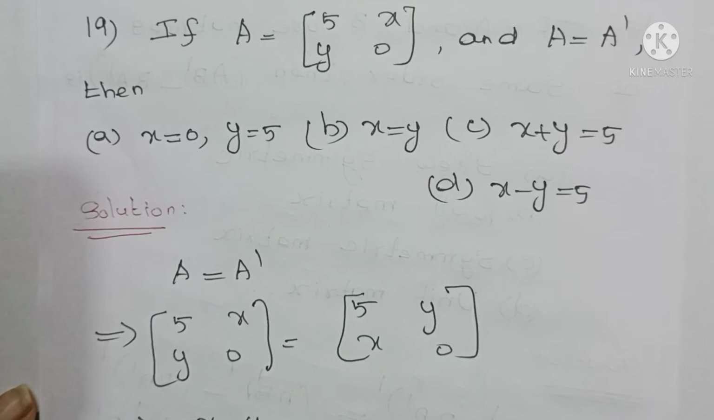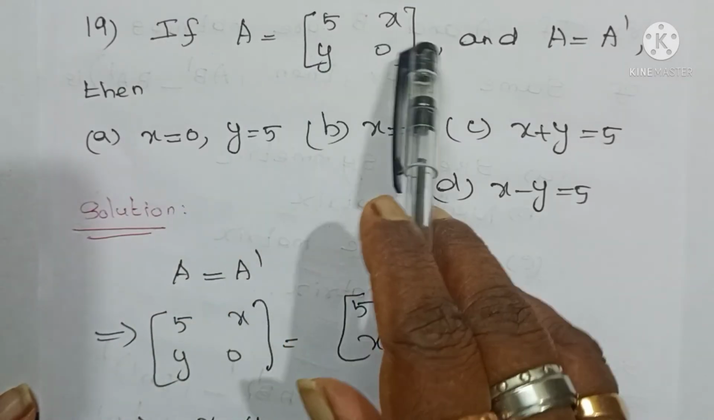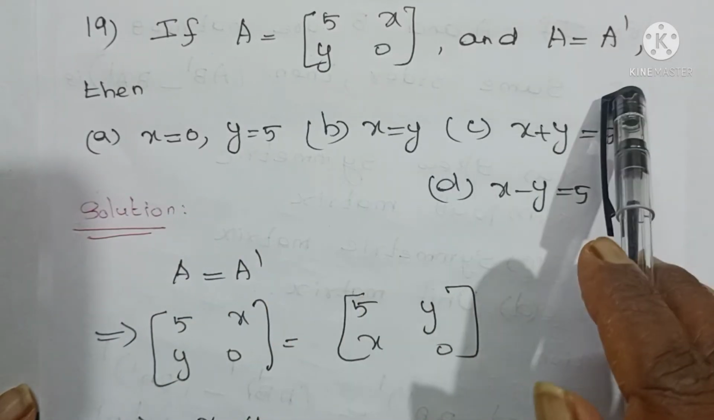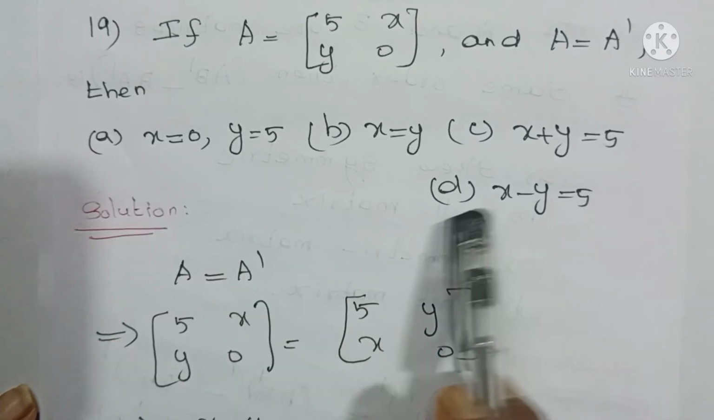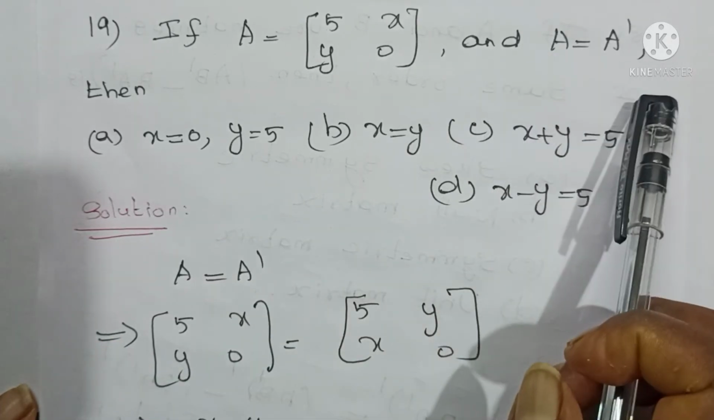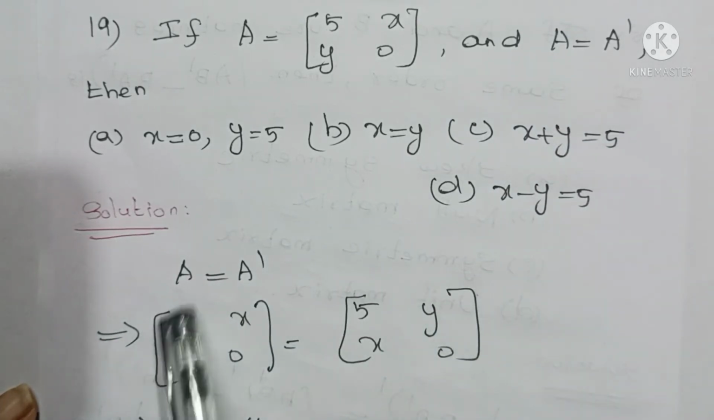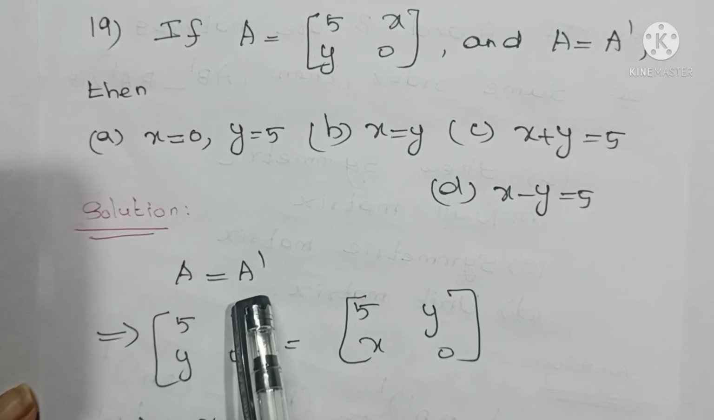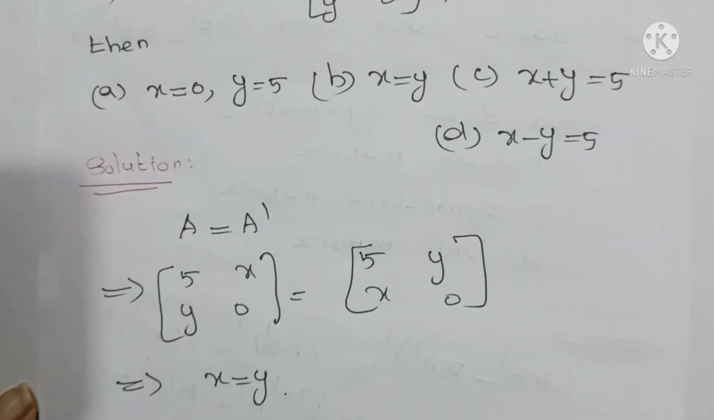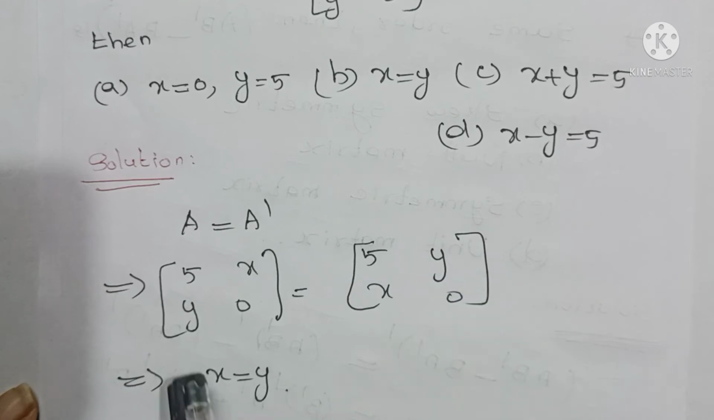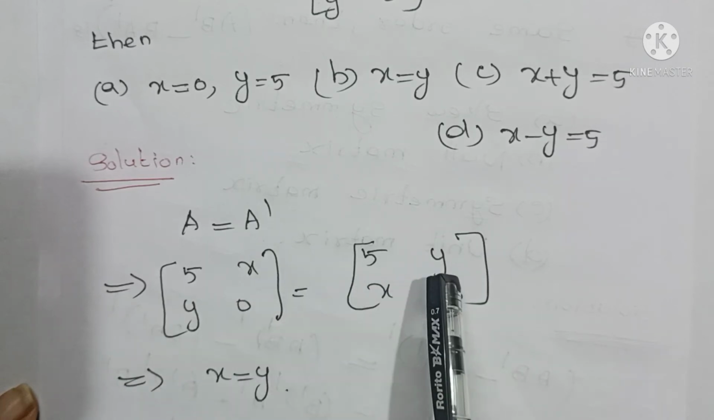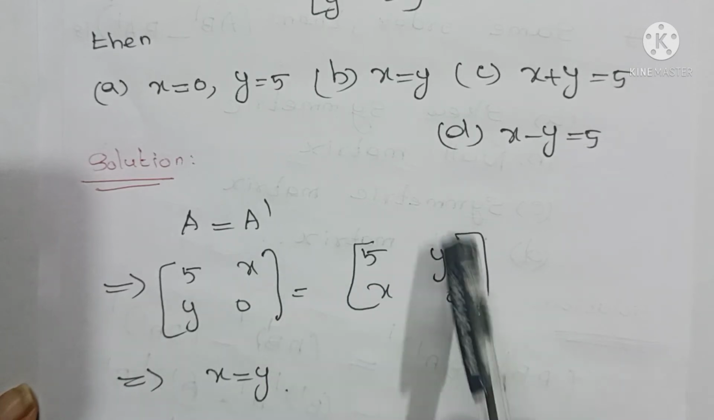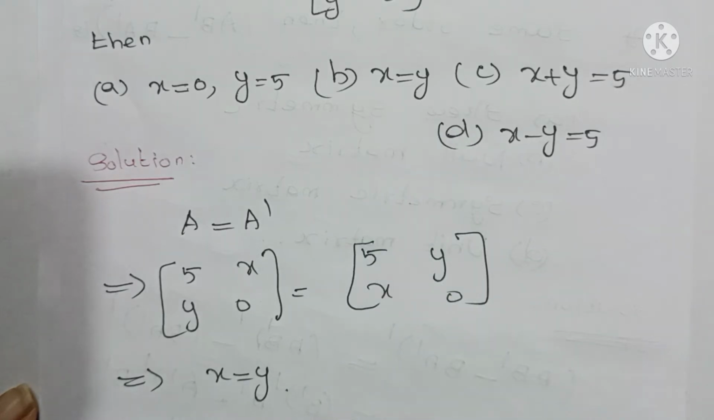Next move on to 19th question. If A is equal to [5 x; y 0] and A is equal to A dash, then which option? Here A is equal to A dash. A dash means you have to interchange rows and columns, correct? From this you can write x is equal to y. So option B is correct.